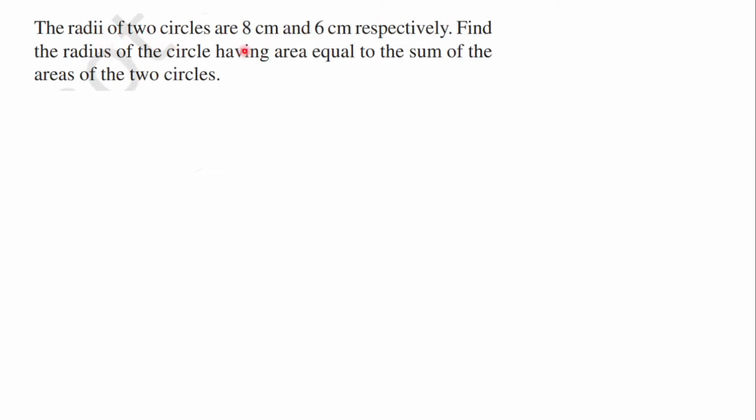The radii of two circles are 8 centimeter and 6 centimeter respectively. Find the radius of the circle having area equal to sum of areas of the two circles.